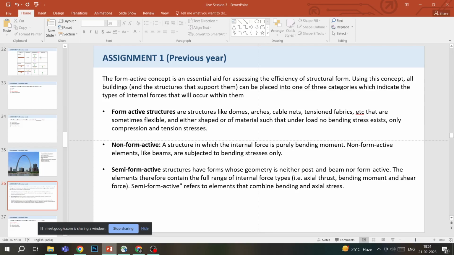Then semi-form active structures have a geometry that does not fit in post and beam structures and does not fit in form-active structures, which are like domes, tension cables, arches and other things. So basically the elements in semi-form active structures contain a range of internal forces. They have axial forces, shear forces, and bending forces. Basically, semi-form active refers to elements that combine axial and bending stresses.